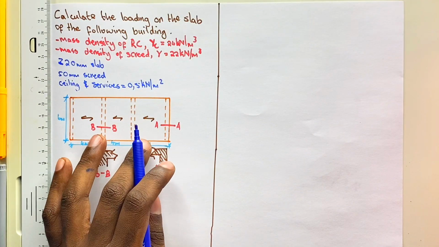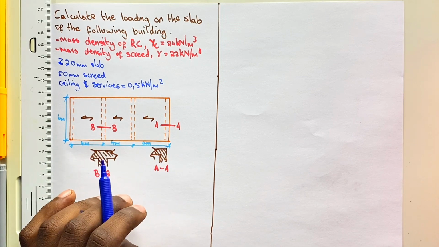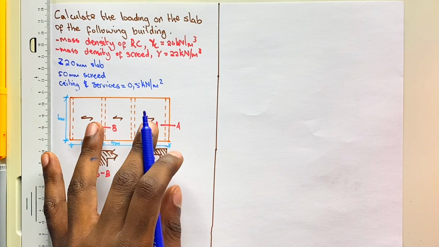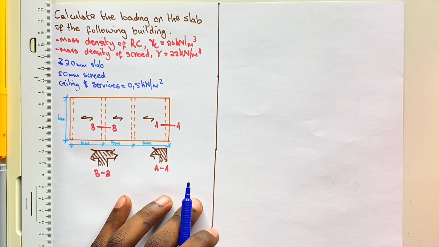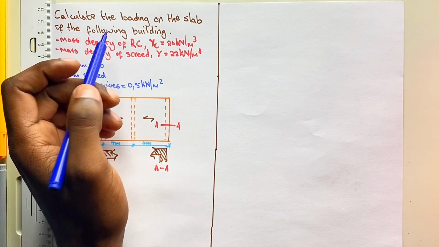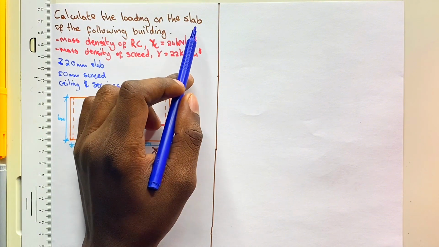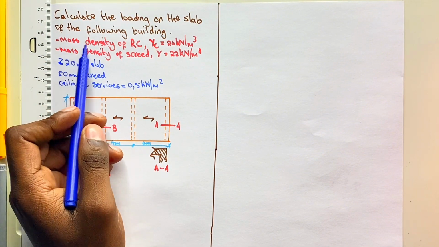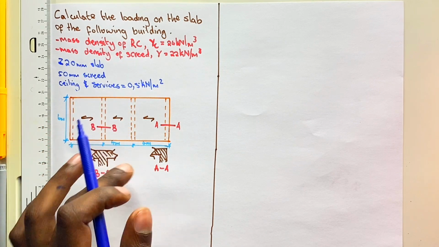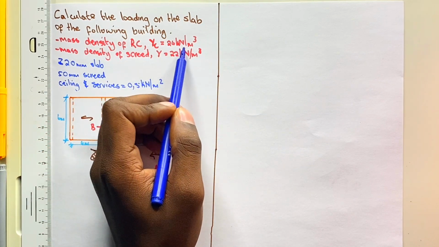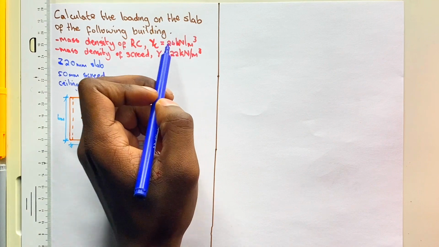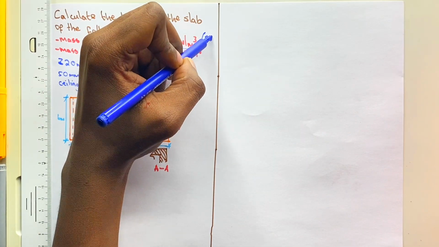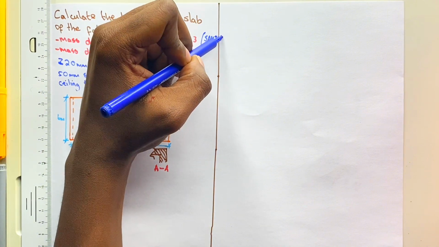Now, this is a more complicated example, but we are not designing the entire floor slab. What I just want us to do is find the loading on the slab. Now the question says calculate the loading on the slab of the following building. We are given that the mass density of reinforced concrete is 24 kilonewtons per cubic meter. This value you can find in the South African national standard.